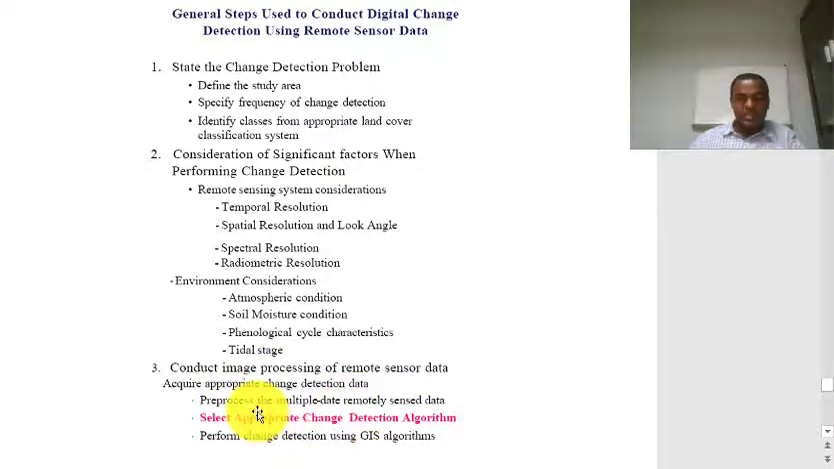So pre-process the multiple remotely sensed data. For example, if you want to make change detection since the fall of the Derg, for example in 1991, you need to collect more than one time image. So those multiple date remotely sensed data need to be pre-processed. Then select an appropriate change detection algorithm, and do the analysis.